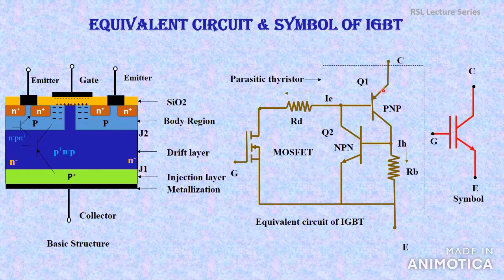Now the collector current is contributed by both the electron current and the hole current. The hole current is of negligible order, and hence the electron current will be approximately equal to the collector current.